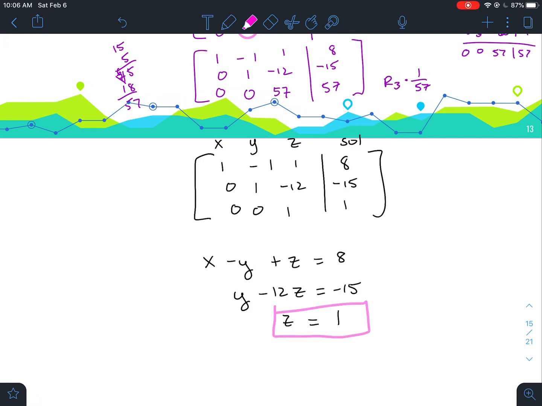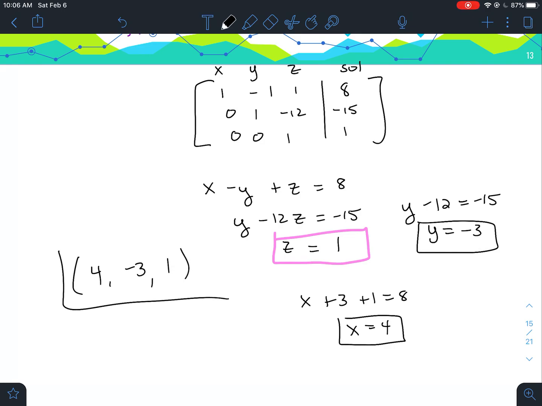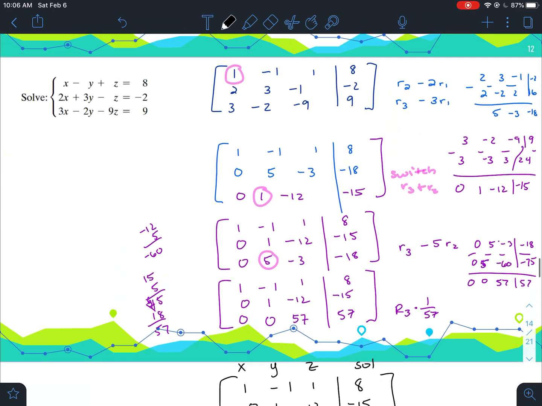Well, z is already solved for, so z is going to equal 1, so I'm going to substitute that back in. So y minus 12 times 1 equals negative 15. So y is going to be negative 3, and plug those both back into the top equation. So 1x plus 3 plus 1 equals 8, so x is going to equal 4. So the solution to that system would be 4, negative 3, and 1. So that would be solving that system of equations using matrices in row echelon form.